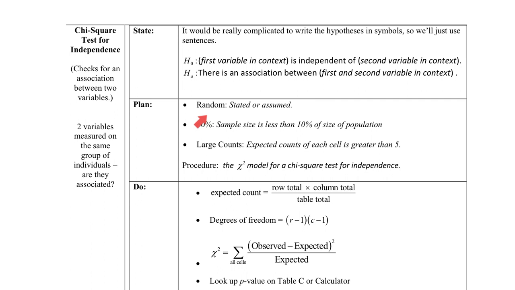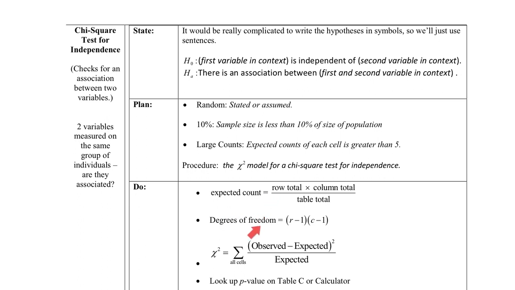We're going to have the random condition stated or somehow assumed, 10% or independence, it's less than 10% of the population, hopefully. Large counts, expected count of each cell is greater than 5. So the procedure is we're going to have a chi-squared model for a chi-squared test for independence. I usually just say conditions met for a chi-squared test.